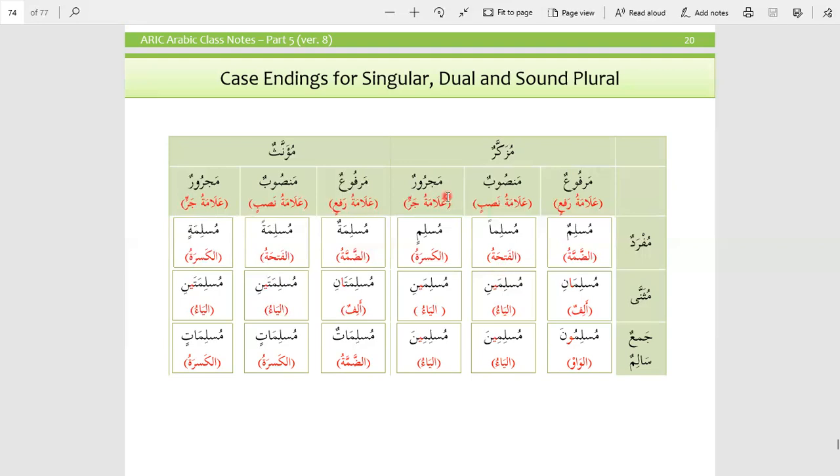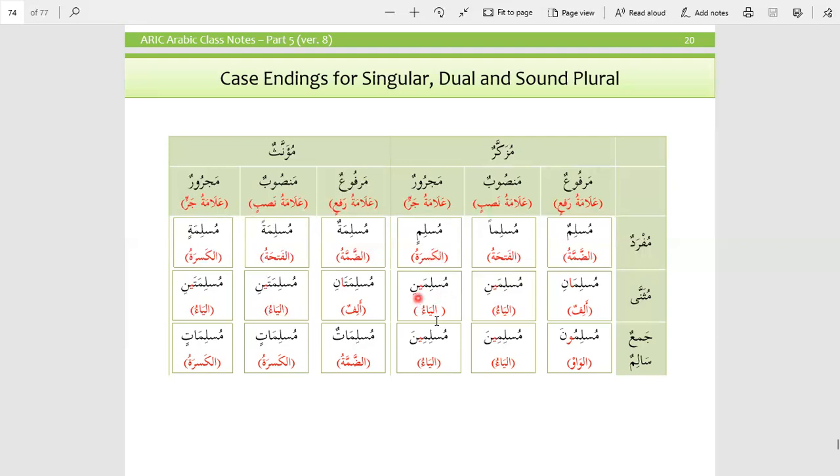Let's look at majrurun. Alamatu jarin, Muslimin. Muslimin, the sign for this word being in majrurun case is kasra. The word Muslimin is ending with kasra. So we say alamatu jarin, the word is in majrurun case.